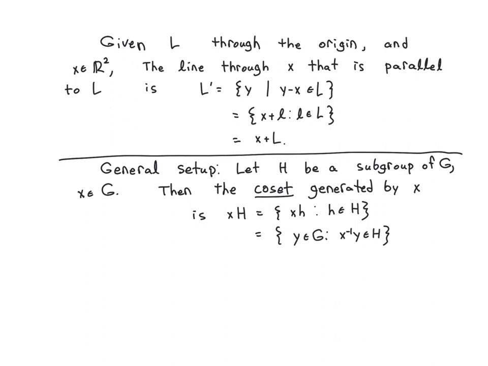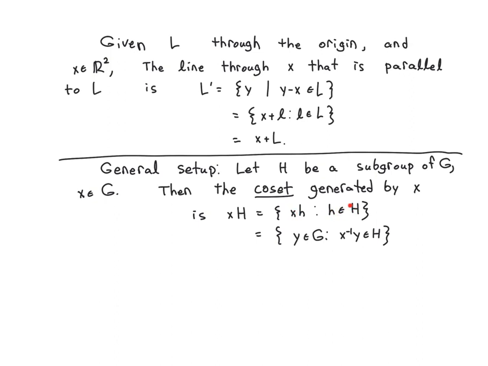Turns out that's exactly what we do to define a coset. H is now a subgroup. X is an arbitrary element in G. Then the coset generated by X, this is like a parallel line, we call it X times capital H. It is a set, just like a parallel line is a set of points. The points are all things of the form little x times little h, as h runs through the subgroup.